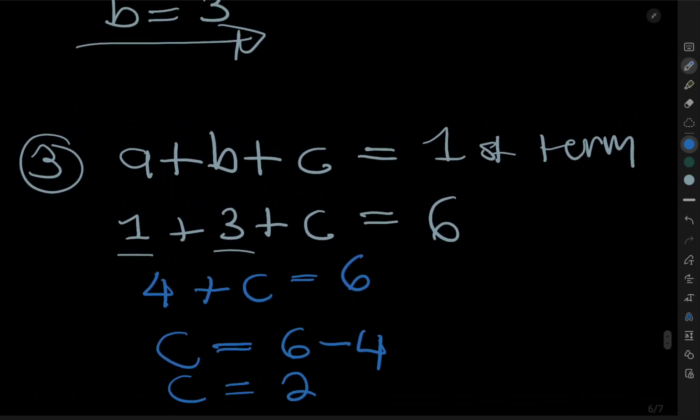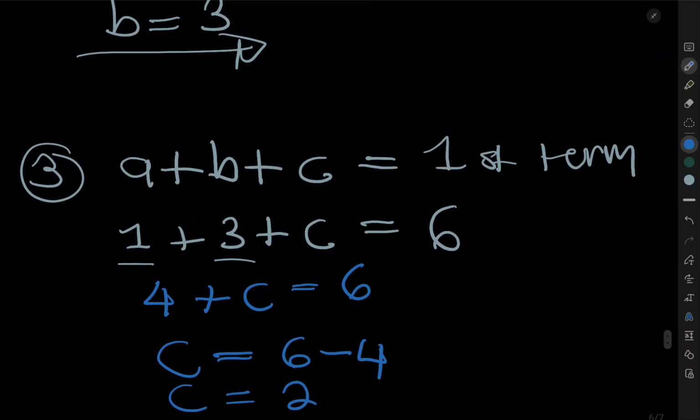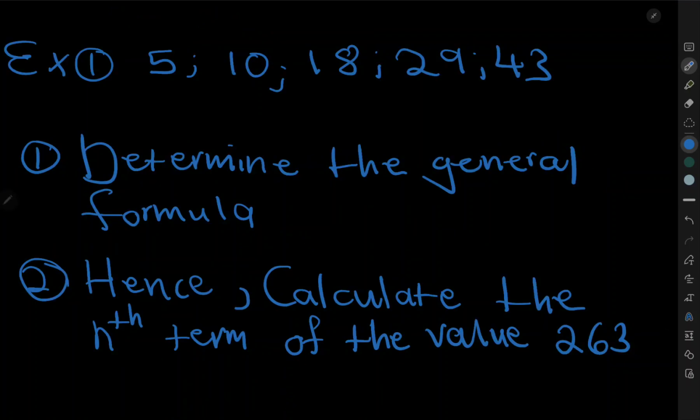So we're just going to do one more example to solidify our knowledge, and that will be it for this video. In this example, we're given the following pattern: 5, 10, 18, 29, and 43. The first question says determine the general formula.